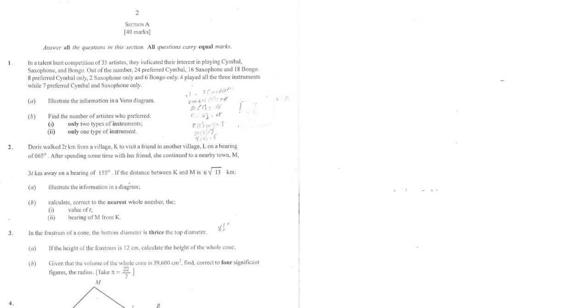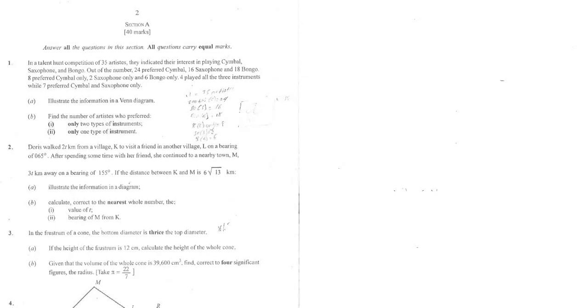They say in a talent hunt competition of 35 artists, they indicated their interest in playing cymbal, saxophone, and bongo. Out of the number, 24 prefer cymbal, 16 saxophone, 18 bongo, 8 prefer cymbal only, 2 saxophone only, and 16 bongo only. 4 play all the instruments, while 7 prefer cymbal and saxophone only.